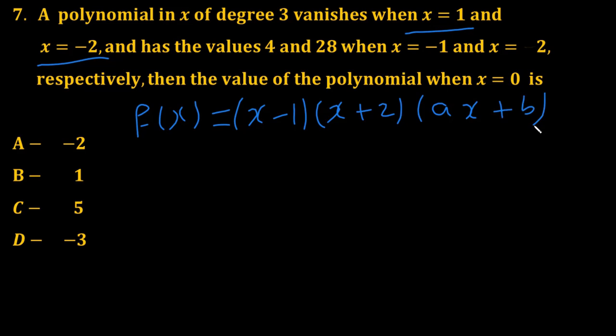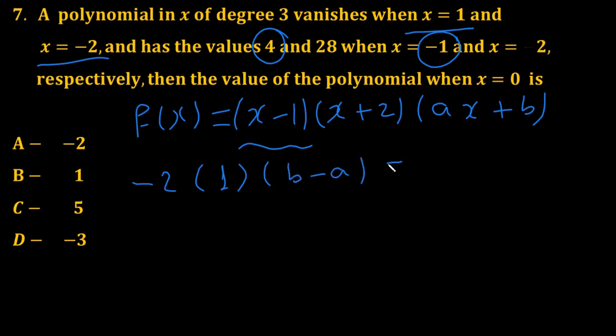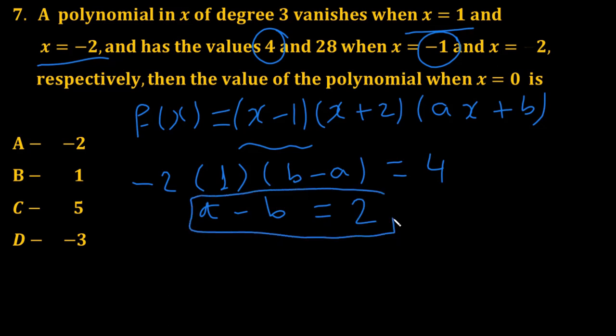Okay, from this polynomial when we substitute negative 1 we get the value 4. So if we put x equals negative 1 here, we get negative 2 times negative 1 plus 2 equals 1, times a times negative 1 plus b, equals b minus a, and the result will equal 4. Rewriting this equation in the simplest form, we get a minus b equals 2. This is equation number 1.